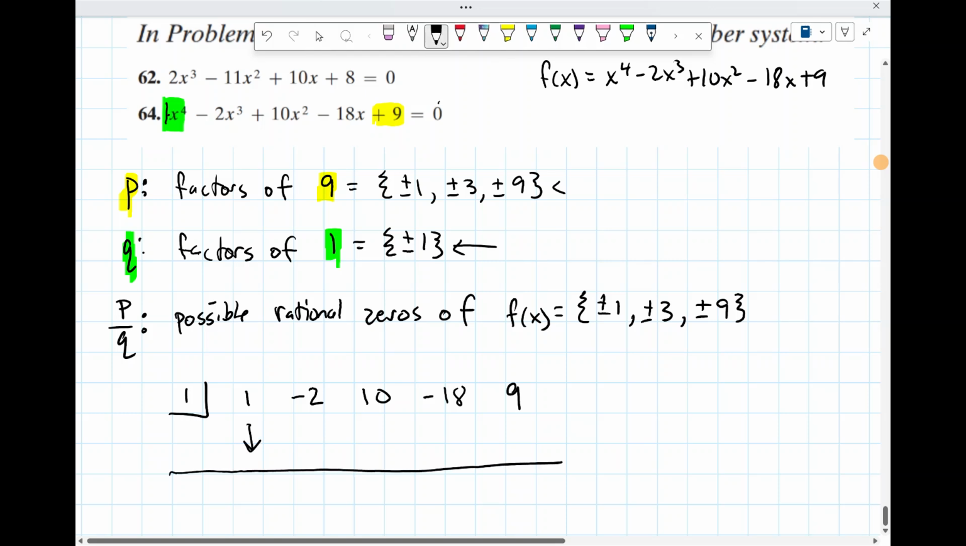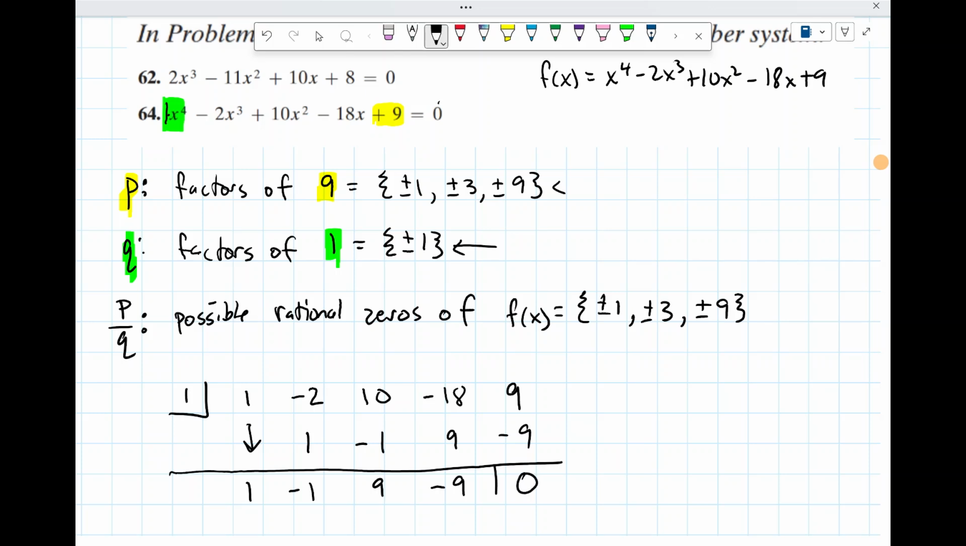Bring down my 1. 1 times 1 is 1. Negative 2 plus 1 is negative 1. 1 times negative 1 is negative 1. And then 10 minus 1 is 9. 1 times 9 is 9. And negative 18 plus 9 is negative 9. And then 1 times negative 9 is negative 9. And when I add these together, I get 0. So I ended up getting very lucky, and I found a 0 right away.